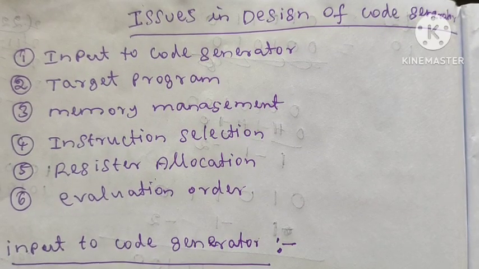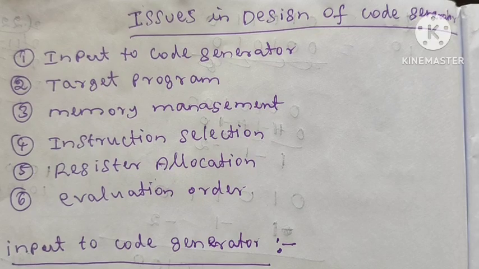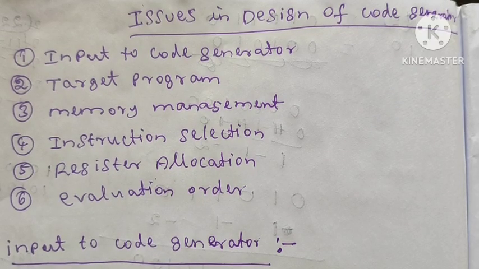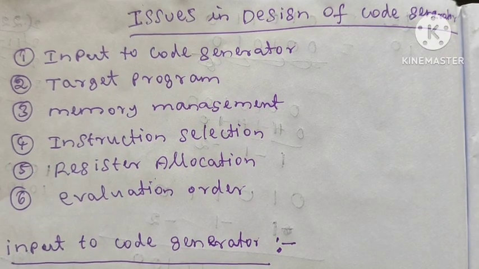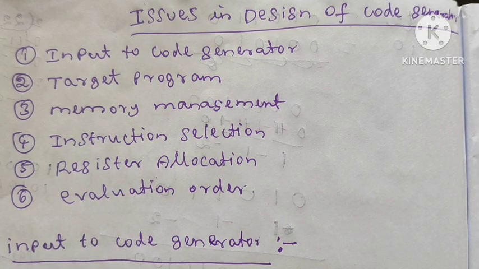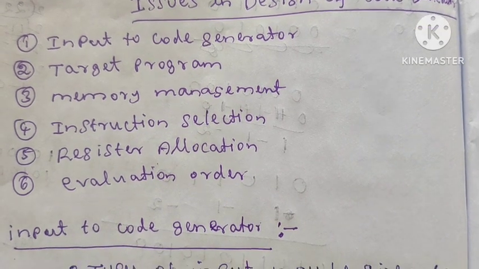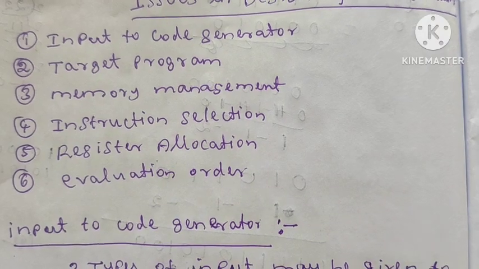So there are 6 major issues which are connected to code generation. The first one is input to the code generator. The next is target program. The third is memory management. Fourth is instruction selection. Fifth goes for register allocation, and the sixth is called evaluation order.